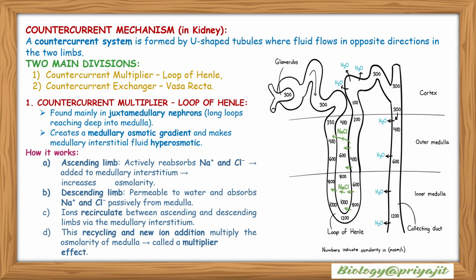Ascending limb actively reabsorbs Na+ and Cl- and adds them to the medullary interstitium, ultimately increasing the osmolarity. Descending limb is permeable to water and absorbs Na+ and Cl- passively from the medulla. Ions recirculate between ascending and descending limbs via the medullary interstitium. This recycling and new ion addition multiply the osmolarity of the medulla, called the multiplier effect.